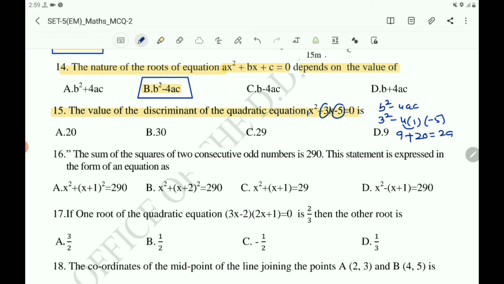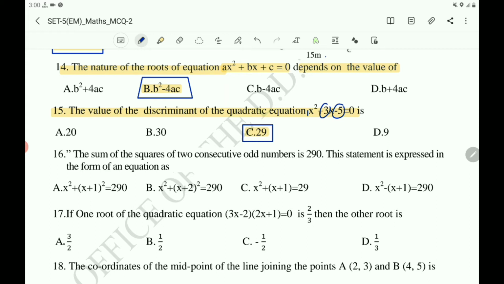So what is the answer here? Option C is the answer. 29. You got the answer 29. That is the option C. Note it down.